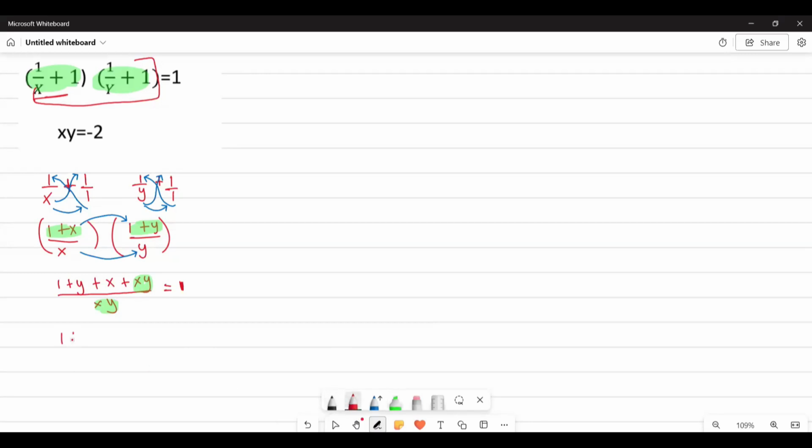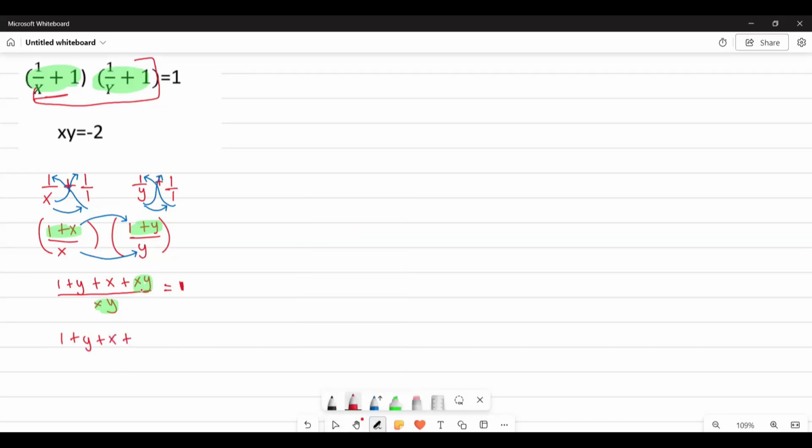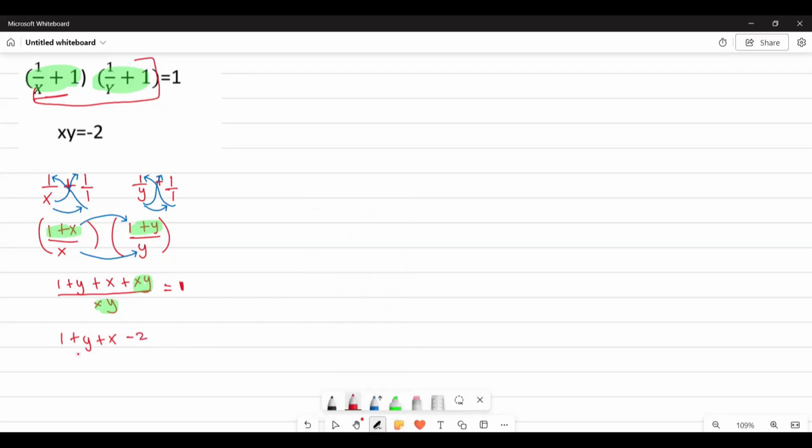So we have 1 plus y plus x, plus xy, and I'm going to replace this with negative 2. So it's going to be plus negative 2, so I could just put negative 2 right here. All of this is over xy, which is actually negative 2, so I'm going to put negative 2 right there as well. Remember that this is equal to 1.